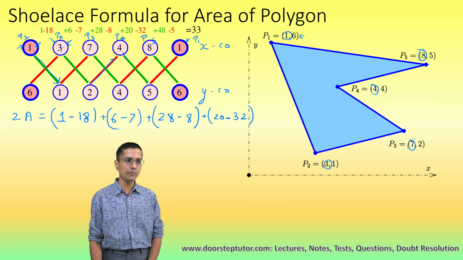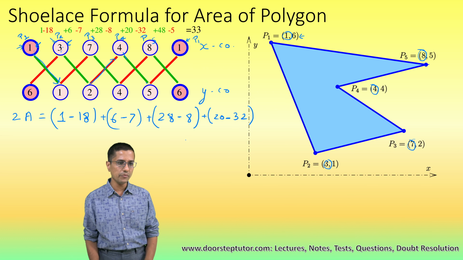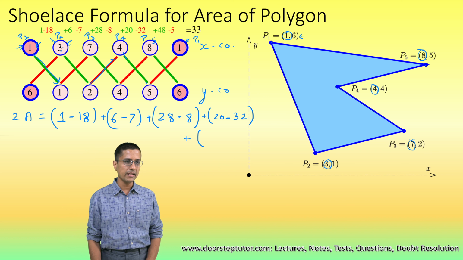And the same thing we do for P5 and P1. Okay, so we go back one full circle. So what do we get? Plus 8 6 are 48 minus 5 1s are 5. Very simple. Okay, now we compute this.